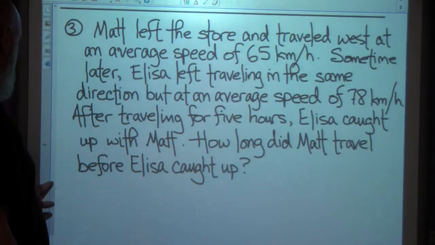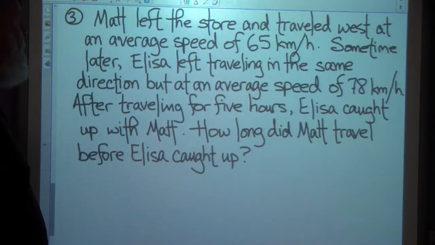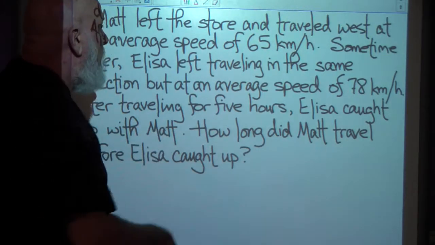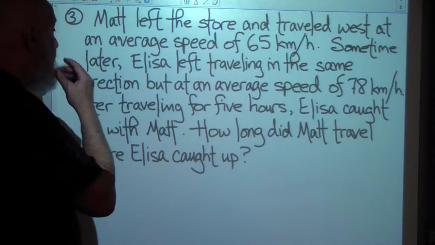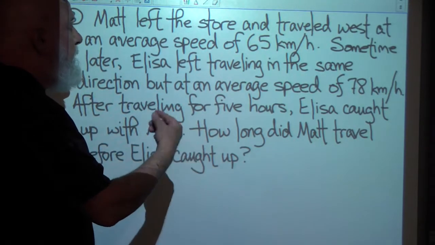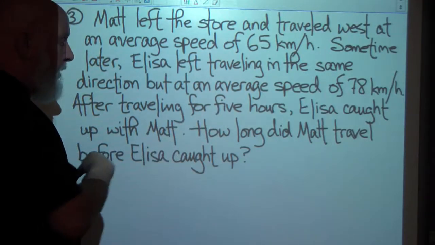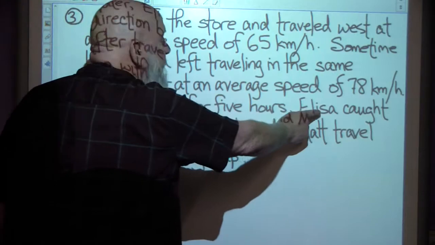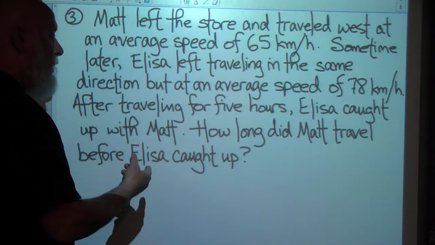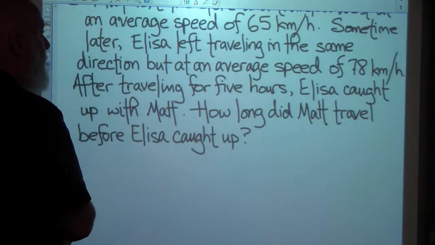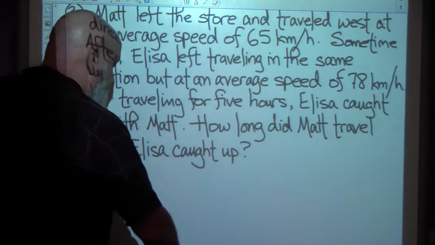Matt left the store and traveled west at an average speed of 65 kilometers an hour. Sometime later, so the times aren't going to be the same, sometime later Elisa left traveling in the same direction, but at an average speed of 78 miles an hour. So she's traveling faster than him. She's going to be catching up to him. After traveling for 5 hours, Elisa caught up with Matt. How long did Matt travel before Elisa caught him?